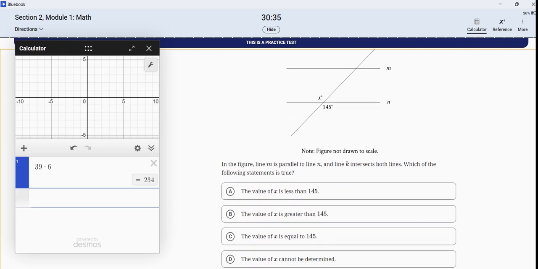In the figure, line M is parallel to line N, and line K intersects both lines. Which of the following statements is true? The value of x is less than 145, the value of x is greater than 145, the value of x is equal to 145, or the value of x cannot be determined. So since these are vertical angles, their value can be reflected. So it should be the value of x is equal to 145. Sorry, not vertical, reflective angles.